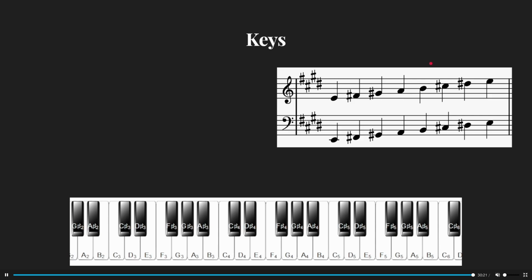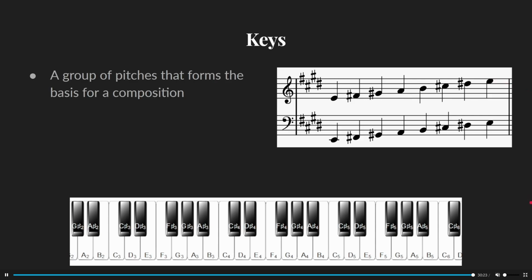So moving on to keys, we can think of these as a group of pitches that we use to form the basis for composition. When you're creating music, you're usually going to stick to a specific set of 7 notes that you use to make your scale. This is totally not a hard rule. You can always break those rules and use more than 7 pitches. But it's helpful to understand a composition through the lens of these. So right here we have all the notes in this E major scale.